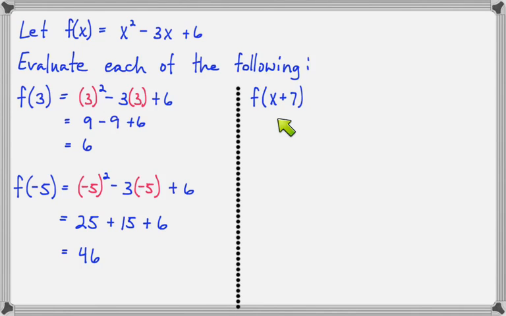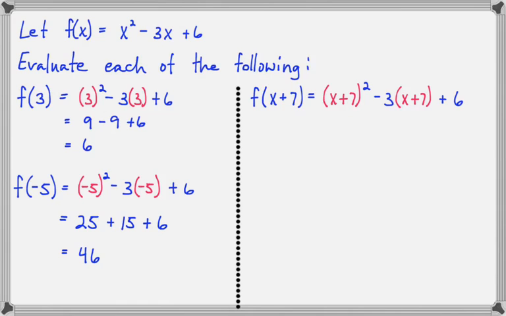Okay, let's now evaluate f of x plus 7. So I will replace the x in my function with x plus 7. Instead of x squared, it will say x plus 7 squared. Instead of minus 3 times x, it will say minus 3 times x plus 7. And the last term is plus 6. So this takes a little more work to multiply out.